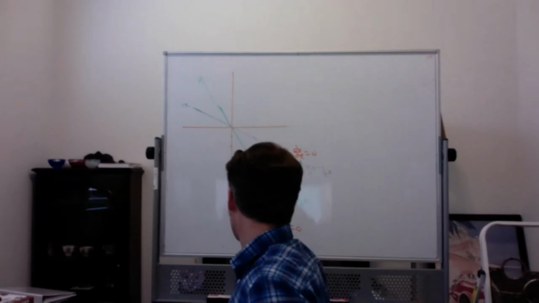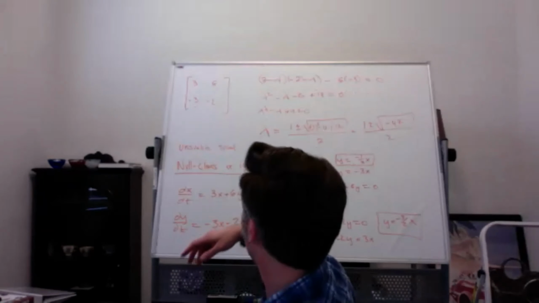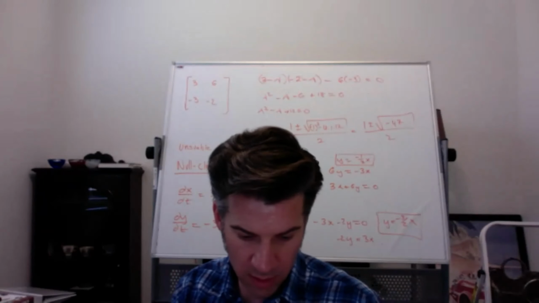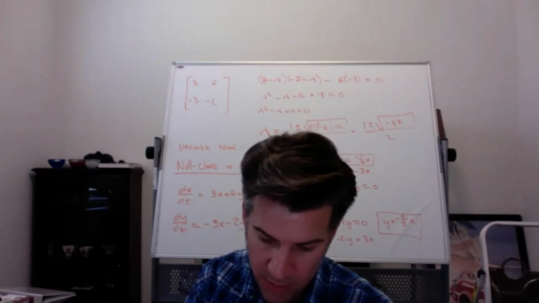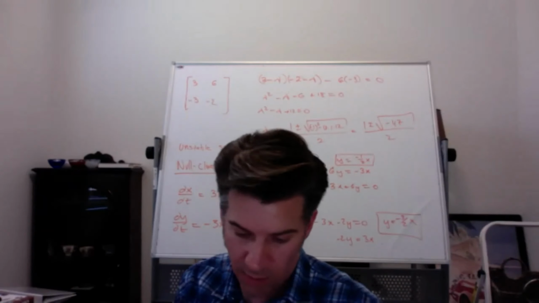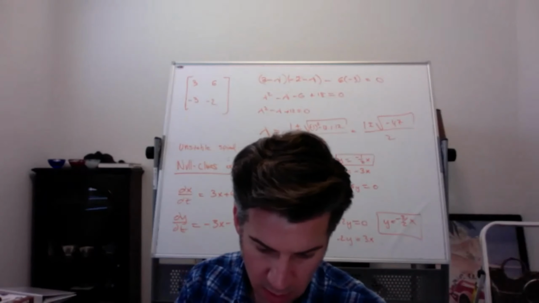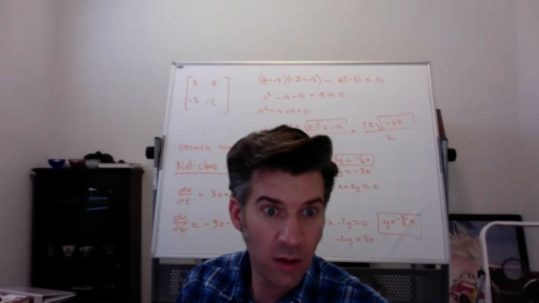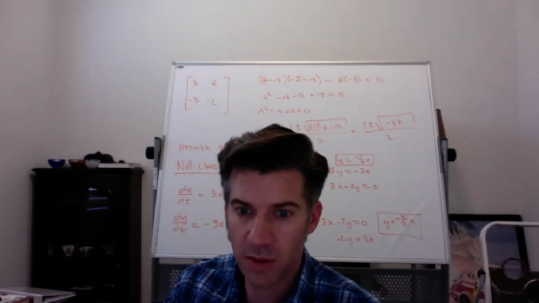And we can definitely look at this if we graph these, or if we go to the direction field tool. Let me throw this in here real quick. I don't remember what my equations were. Sorry, one sec. 3x plus 6y. And the other one is negative 3x minus 2y. Share my screen.